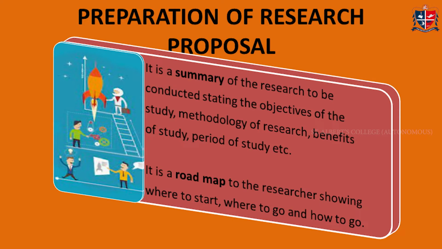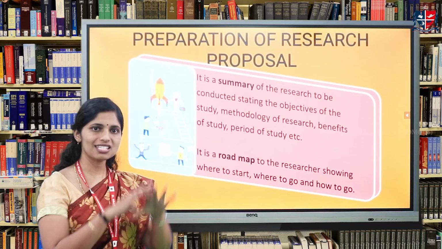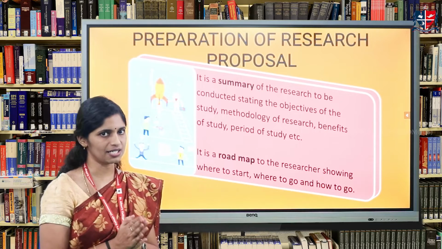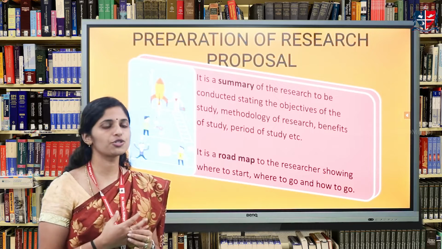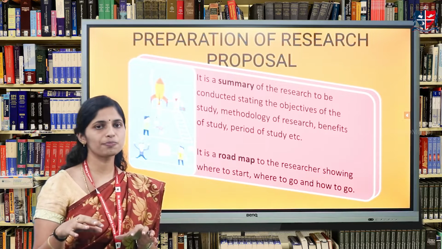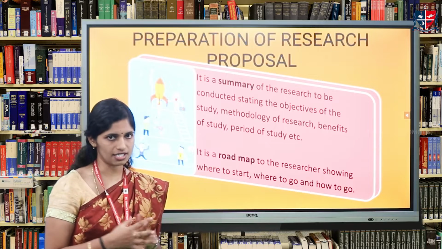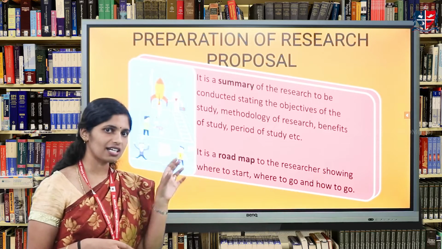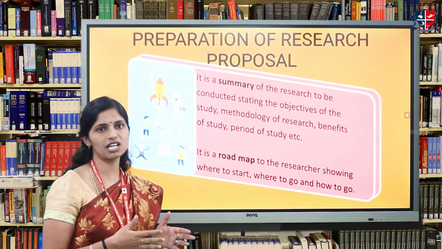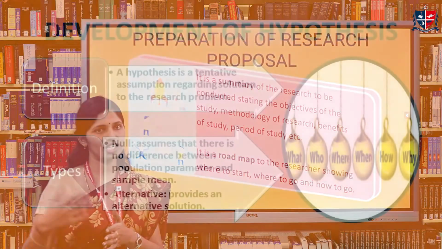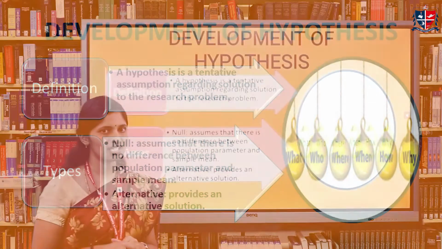And the third step is preparation of the research proposal. This research proposal is a summary of the research to be conducted, stating the objective of the study, the methodology to be used in the study, the time period required for the study, the cost involved in the research, etc. So this acts like a roadmap. Based on this, the researcher will know where to start, how to go and where to end. And the next step is development of hypothesis.